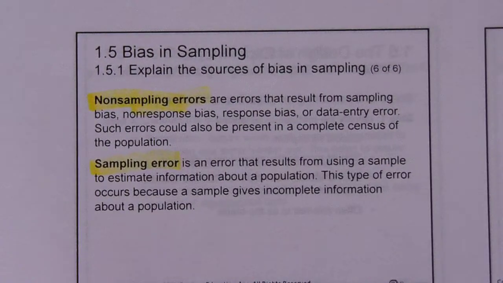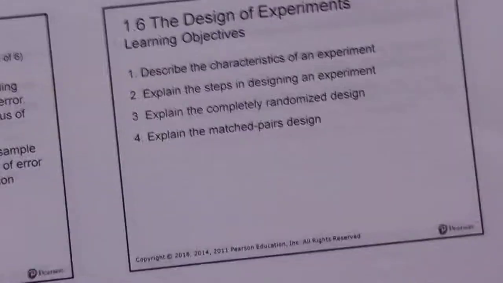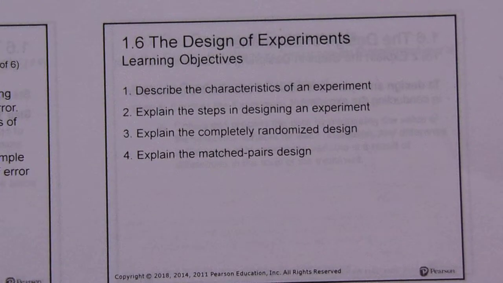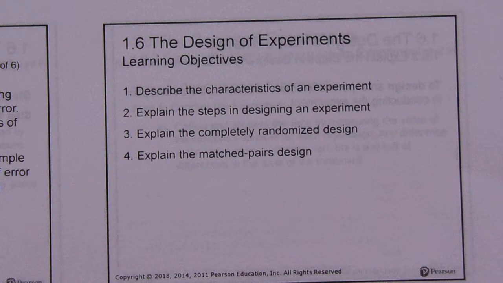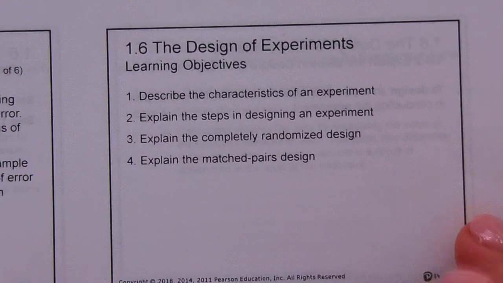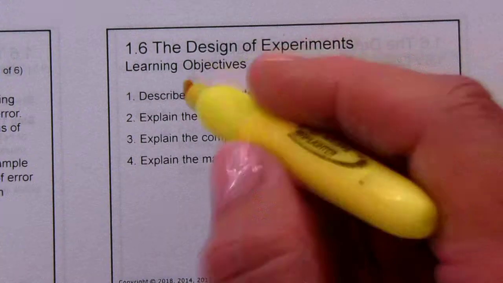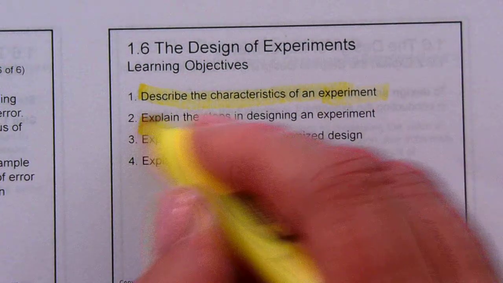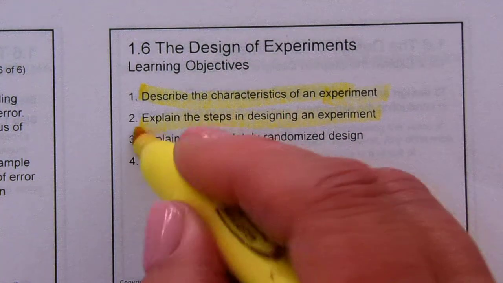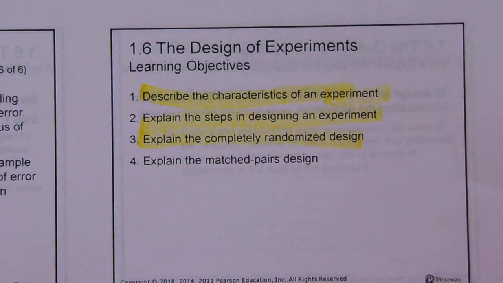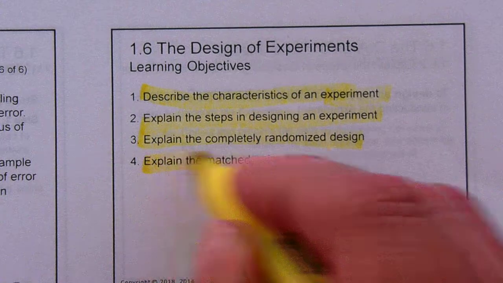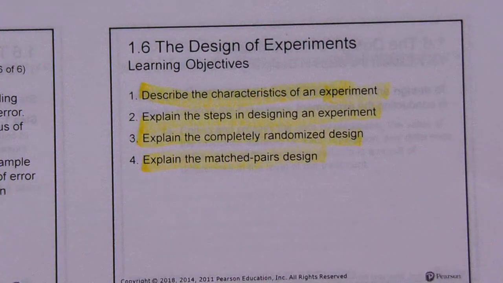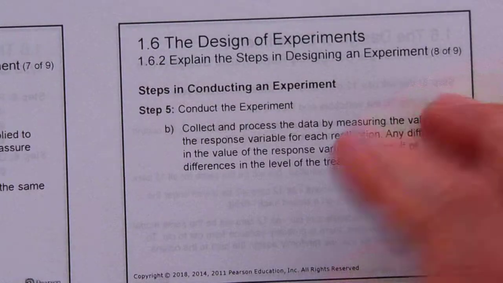Okay, and then the design of experiments. This is the way that you're going to design an experiment. And we're going to look at describing the characteristics of an experiment, explaining the steps of designing an experiment, the steps of a completely randomized design, and a matched pairs design. So let's look at designed experiments.